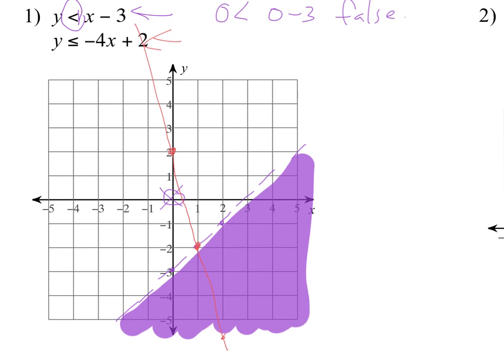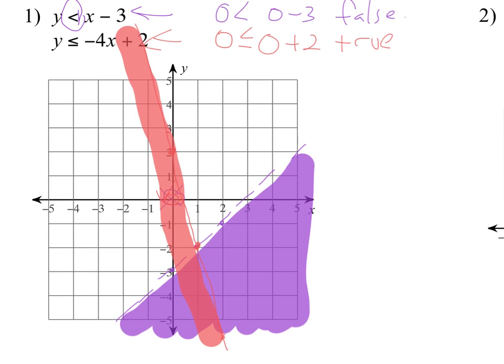And again, I'm going to make sure that I'm looking for graphs that have both of these lines on them. Sometimes you can get to an answer before you actually finish the problem. Okay, and similarly, I'm going to look for plugging in my origin. So we've got 0 is less than or equal to 0 plus 2. That's true. That means I'm going to color in that side of this graph. So that's this part over here.